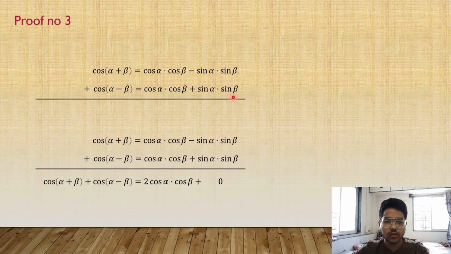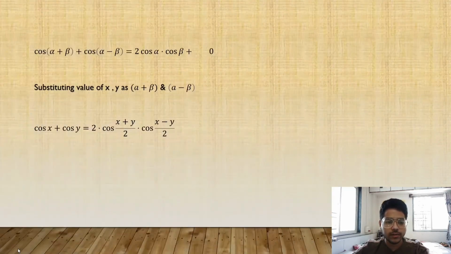See, cos of alpha minus beta is equal to cos of alpha into cos of beta plus sine of alpha into sine of beta. So after adding, we'll be getting cos of alpha plus beta plus cos of alpha minus beta, that will be equal to 2 cos alpha into cos of beta and plus 0. This is having negative sign and this is having positive sign. So minus of sine alpha into sine of beta plus sine of alpha into sine of beta will give us 0.